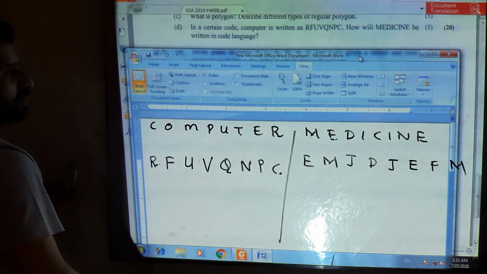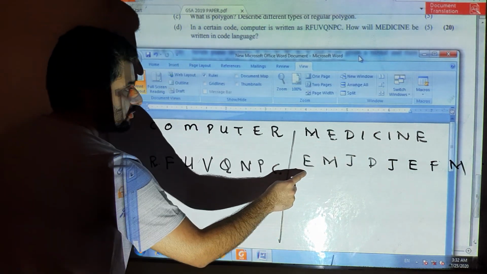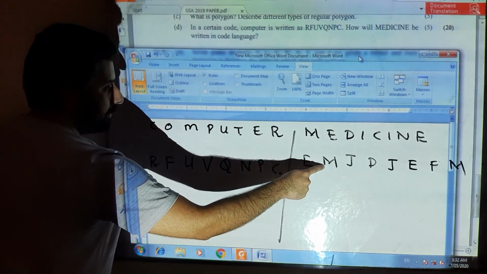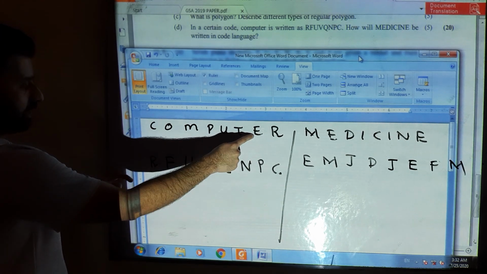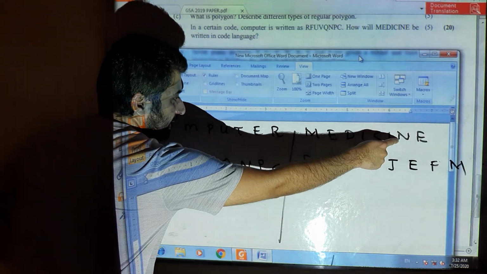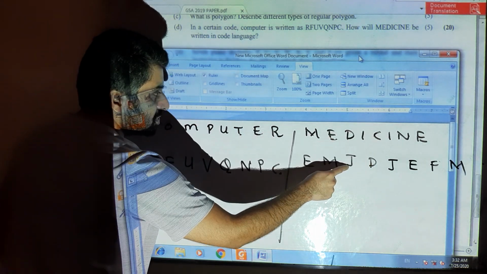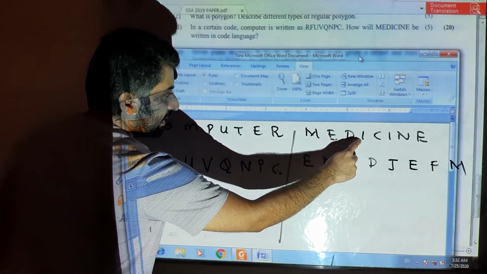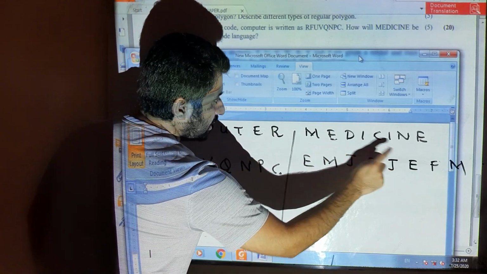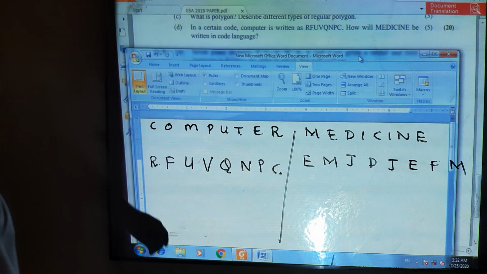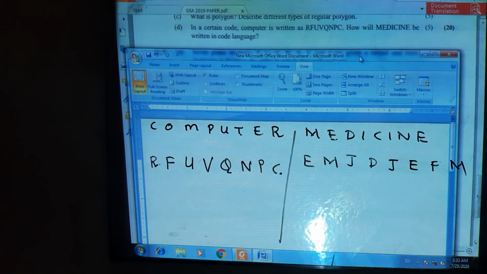This is going to be followed over here. E comes at the first, N, then M, one letter after, like E, then F N to M, T U I J, C D I J, D E, E F, and M at the end. This is the solution for this one.